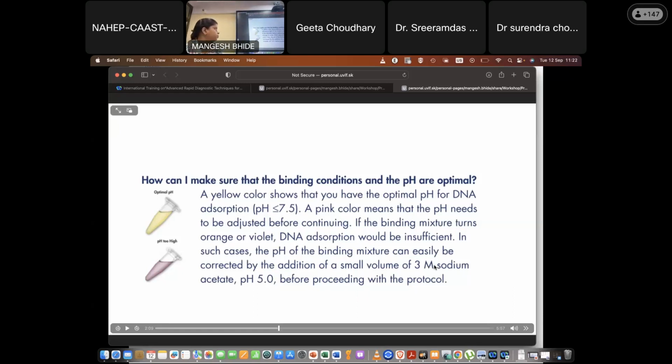As for pH, I don't think you will have a problem with it. If you make normal buffer and gel, you will never have a problem with the pH. I will skip that.